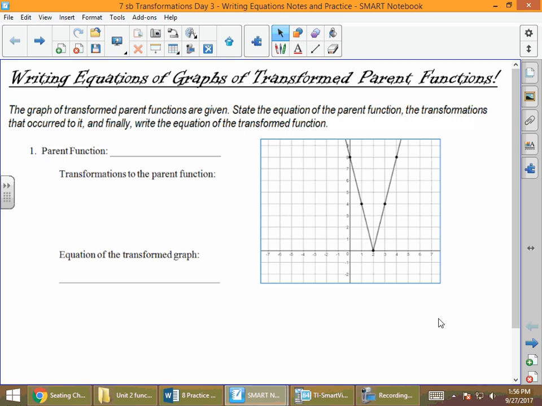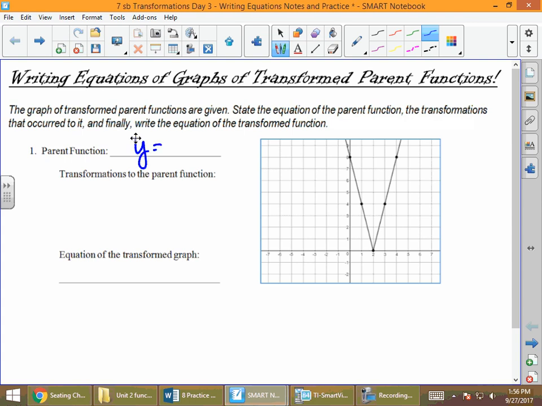But what we also need to do is we also need to be able to identify what is the parent function. So when we take a look at this, do you know what the parent function is? And hopefully, you know it's the absolute value of x. Again, I find this one easy to remember because I make a V with my fingers. Absolute value starts with a V.